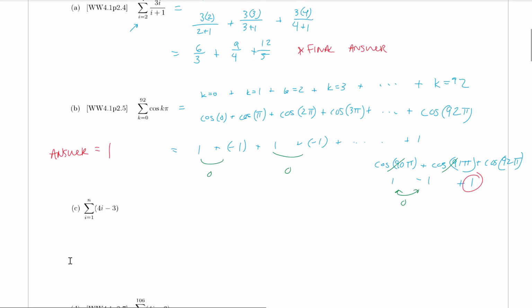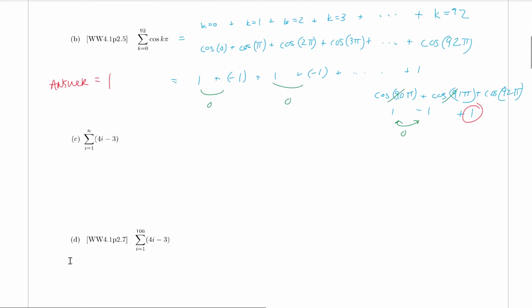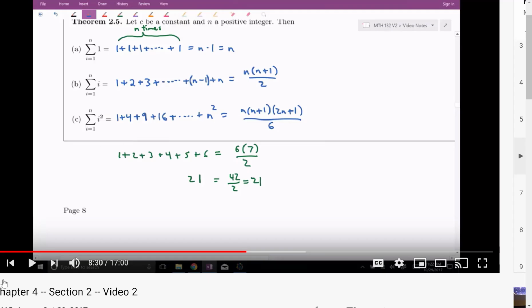Now for part C, we have an infinite sum, or an undefined sum, because we have n here in our variable. So we're actually going to need to use something from the other lecture videos. Let's go and take a look at those notes really quick. So chapter 4, section 2, video 2, these are Ryan's videos. At about 8:30 in the video, he fills out theorem 2.5 here, which tells us how to find sums with n as the upper limit of different functions: the constant function, i, and i squared.